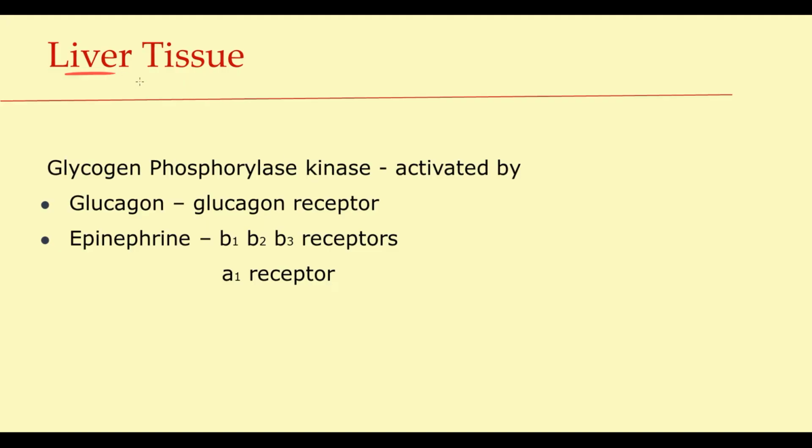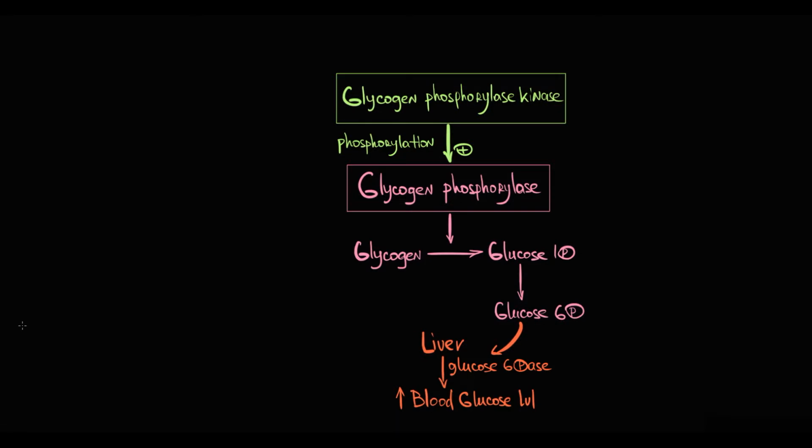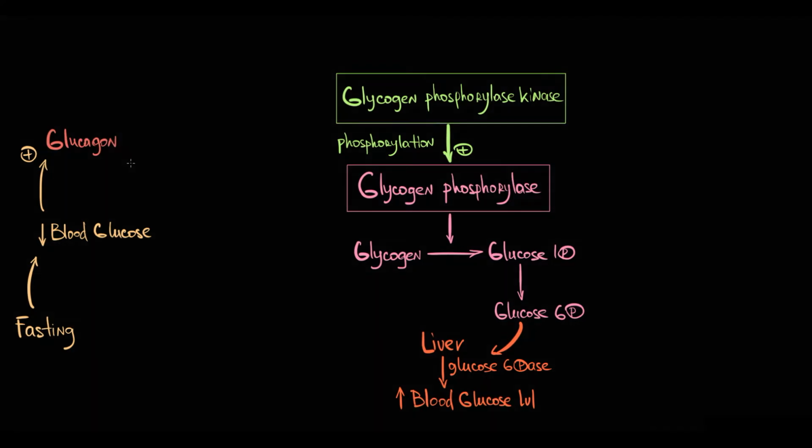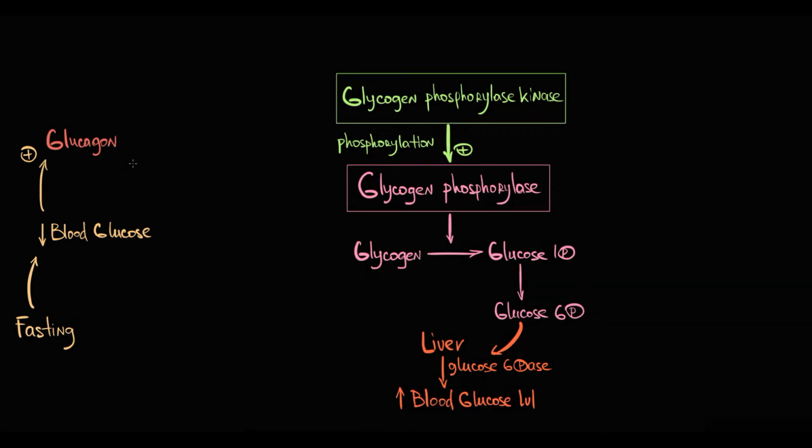In the liver tissue, phosphorylase kinase is activated by glucagon and epinephrine. So why do these hormones stimulate phosphorylase kinase? Let's assume the person is in a fasting state. In fasting state, glucose level in the blood decreases, and the first hormone that reacts to low blood glucose level is glucagon. Pancreatic alpha cells increase glucagon secretion, so glucagon level in the blood increases.